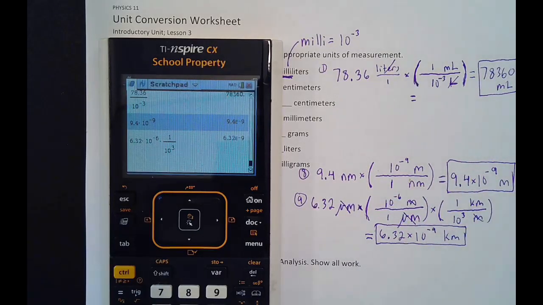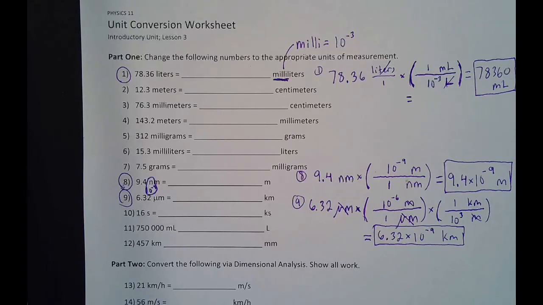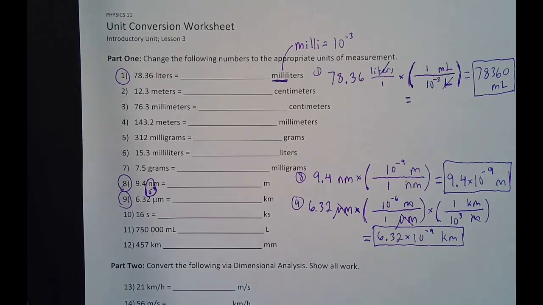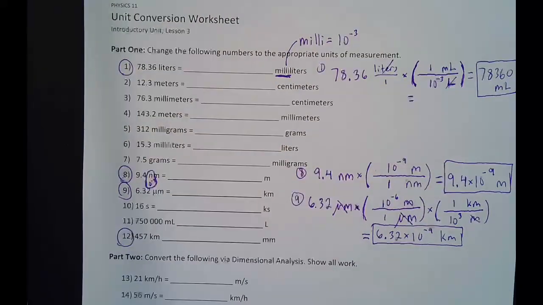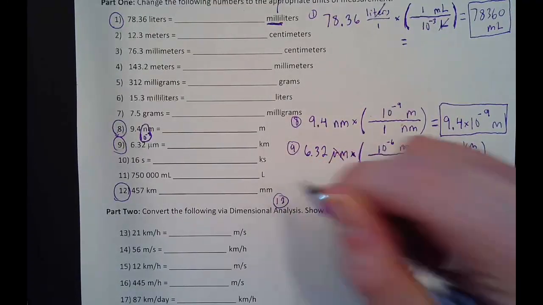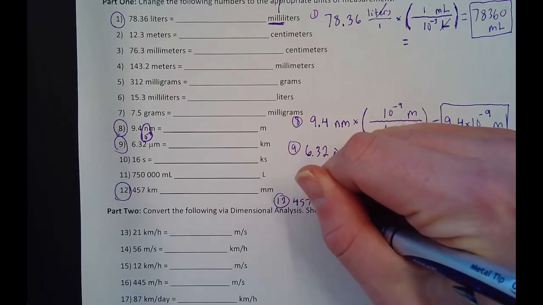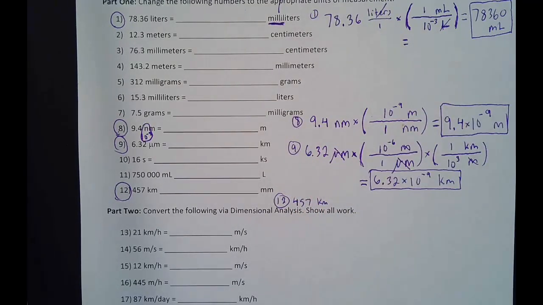Let's look at one more example of going from metric prefix to metric prefix. That'll be number 12 here. I'm starting at 457 kilometers, and I want to go to millimeters. So it's going to be a two-step process. First, kilometers to meters, and then meters to millimeters.